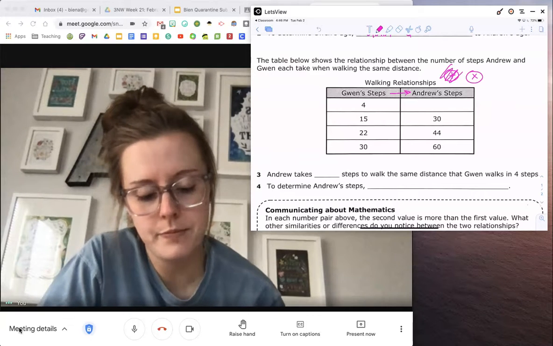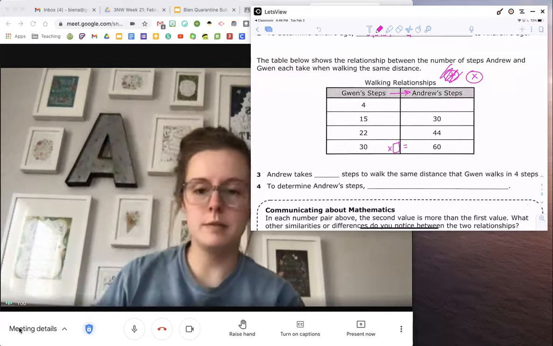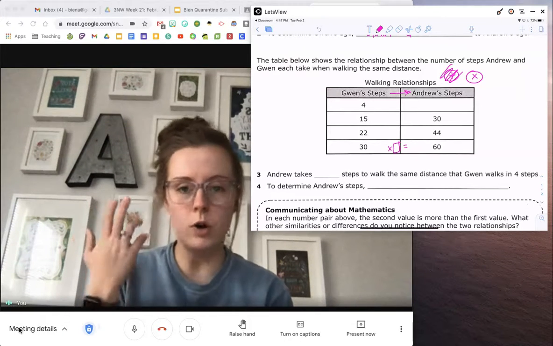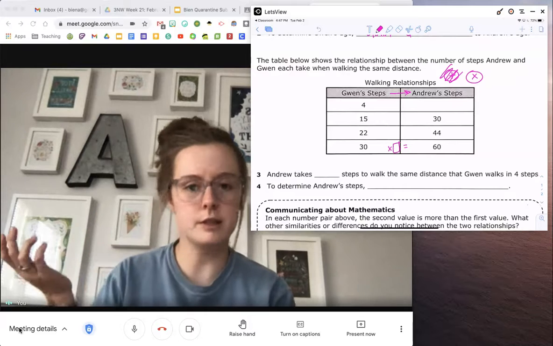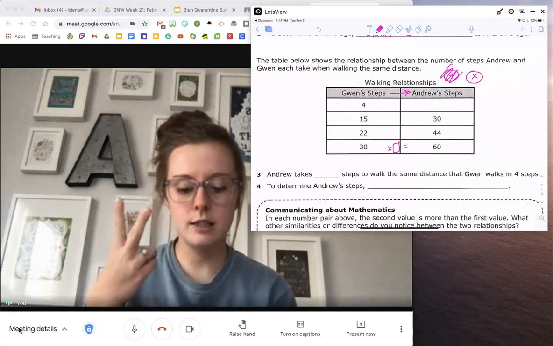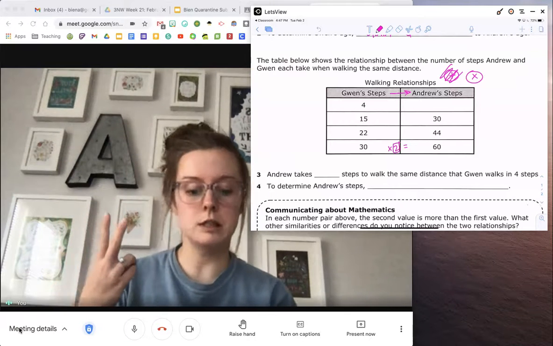Let's multiply. 30 times something equals 60. Okay, well, let's try one group of 30. One group of 30 is 30, so that's not going to work. Let's try two groups of 30. So that's 30, 60. Okay, so 30 times 2 is 60.